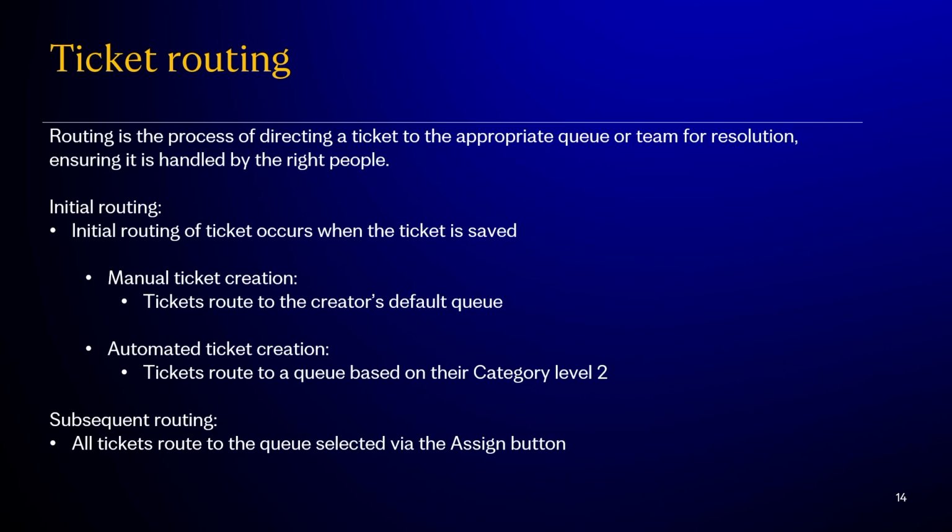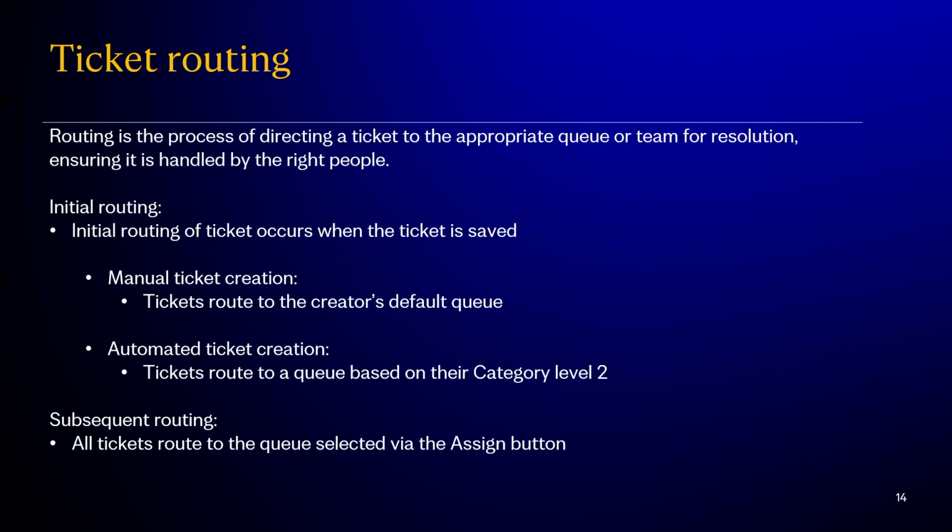So, how does a ticket get to the right service provider? This is done by routing. Routing is the process of directing a ticket to the appropriate queue or team for resolution, ensuring it's handled by the right people. Initial routing of a ticket occurs when the ticket is saved.